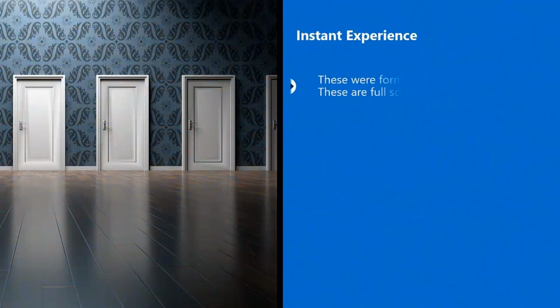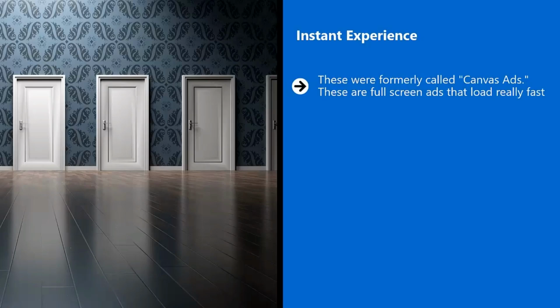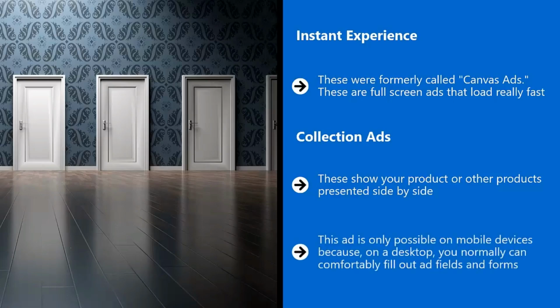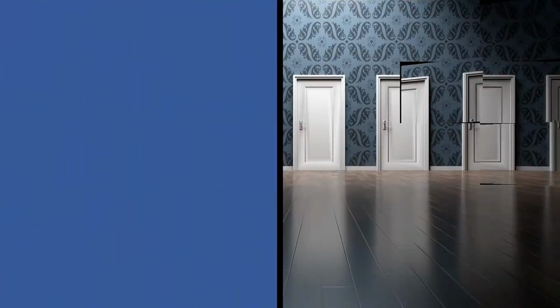Instant experience. These were formerly called canvas ads. These are full-screen ads that load really fast. Depending on the type of product or service you are promoting, this might be a good fit. Collection ads. These show your product or other products presented side by side. These ads are available only on mobile devices. When customers like what they see, they can click it and buy it instantly. This ad is only possible on mobile devices because on a desktop, you normally can comfortably fill out ad fields and forms. That doesn't work on mobile. Accordingly, sales collection ads are only available on mobile ads.